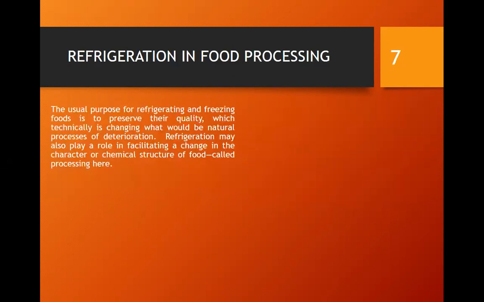Now, refrigeration in food processing. The usual purpose for refrigerating and freezing food is to preserve its quality, which technically is changing what would be natural processes of deterioration, panis. Refrigeration may also play a role in facilitating a change in the character or chemical structure of food, called processing.